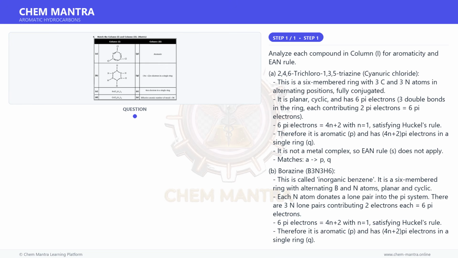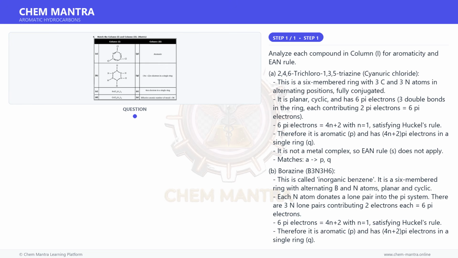Therefore, it is aromatic, P, and has 4n plus 2 pi electrons in a single ring, Q. It is not a metal complex, so EN rule, S, does not apply. Matches A, P, Q. B. Borazine, B3N3H6. This is called inorganic benzene. It is a 6-membered ring with alternating B and N atoms, planar and cyclic.